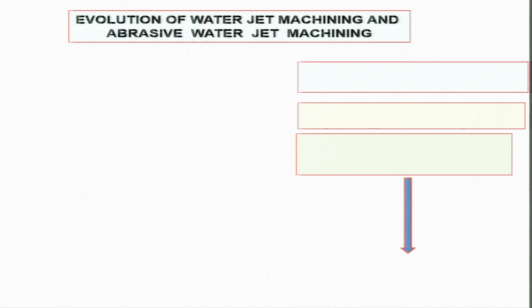Evolution of water jet machining and abrasive water jet machining. How to cut coal mines. Long back in Japan, there were the problems of fire taking place in the coal mines. So Japanese started thinking how to safely cut the coal mines without the fear of the fire.